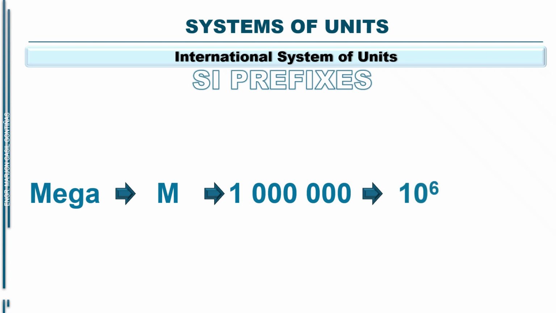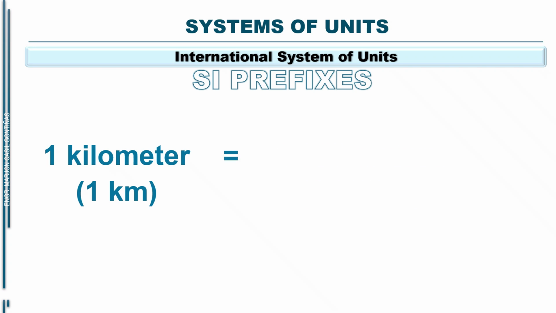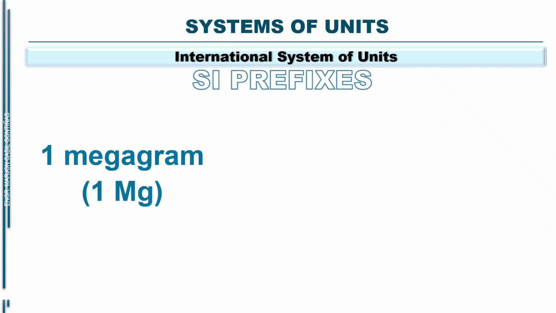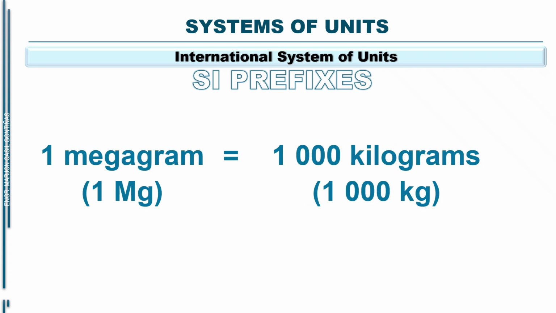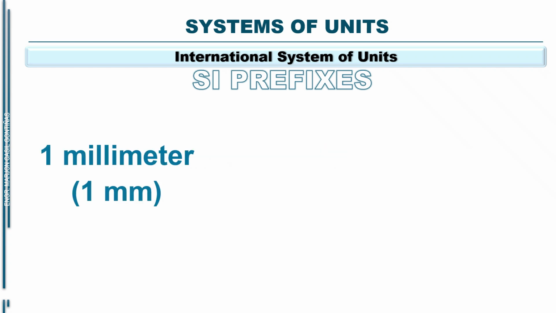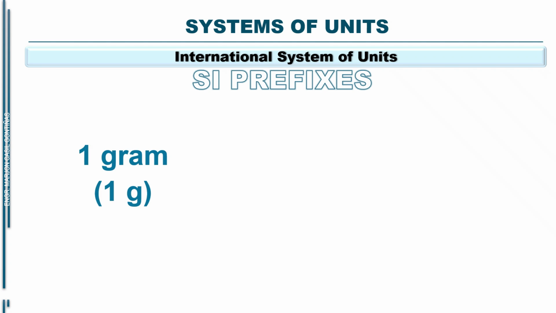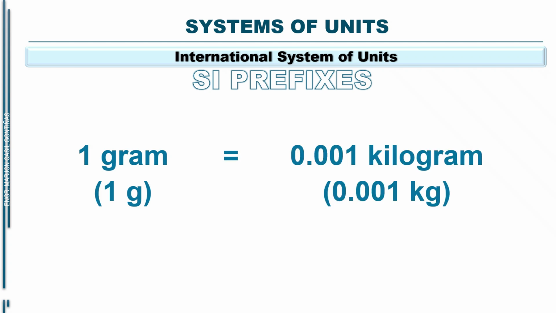Here are some quick examples and their symbols. 1 kilometer equals 1,000 meters. 1 megagram equals 1,000 kilograms. Note that 1 megagram is also known as a metric ton. 1 kilonewton equals 1,000 newtons. 1 millimeter equals 0.001 meter. 1 gram equals 0.001 kilogram.